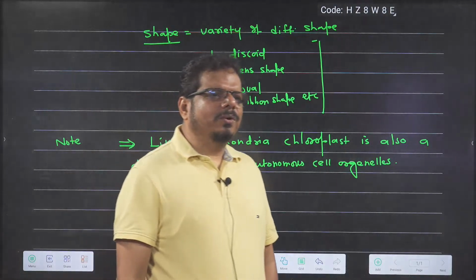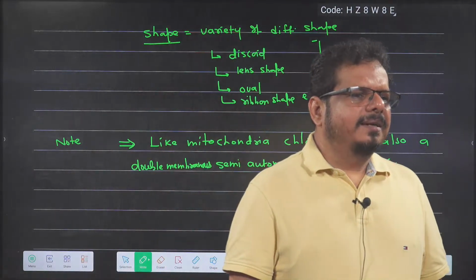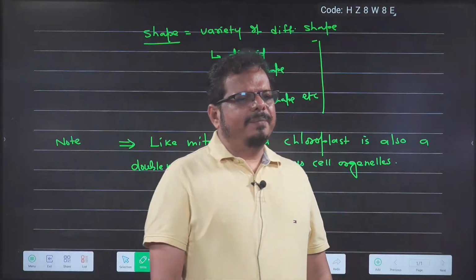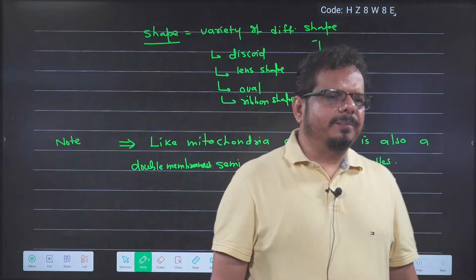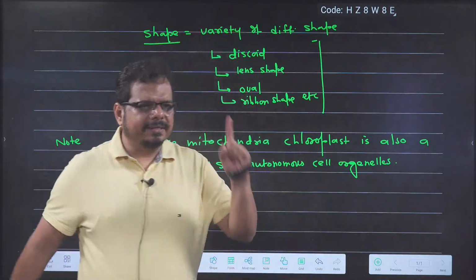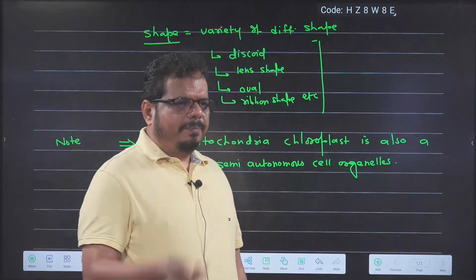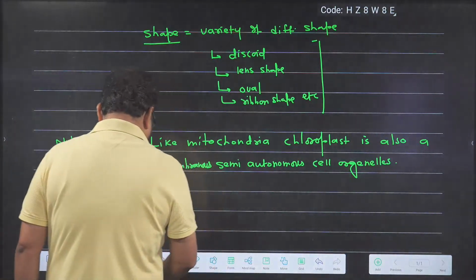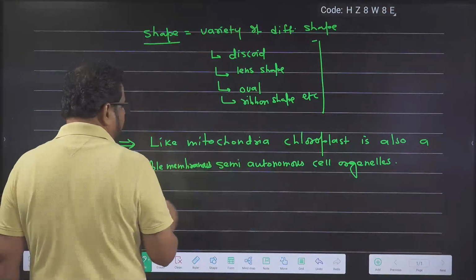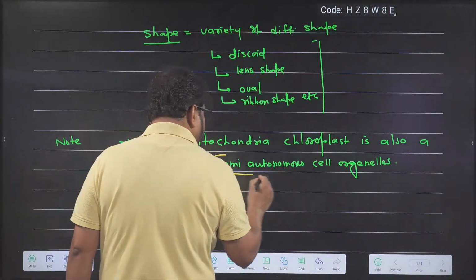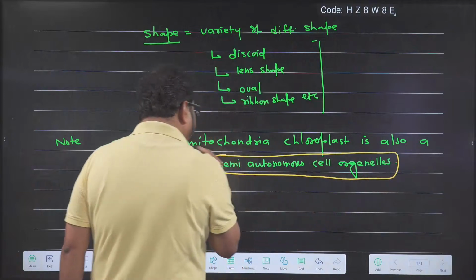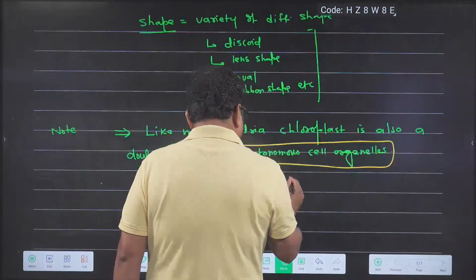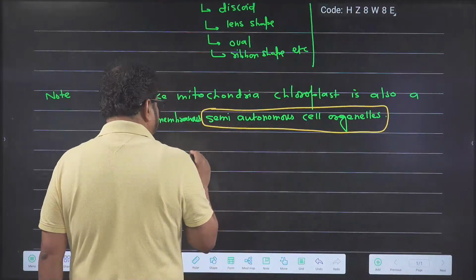So how many semi-autonomous cell organelles are present in a typical plant cell? Two. How many semi-autonomous cell organelles are present in an animal cell? Mitochondria. In a plant cell, both chloroplast and mitochondria. I hope you now know what a semi-autonomous cell organelle is. You know why we are saying it? Because it is somehow synthesizing some of the protein.